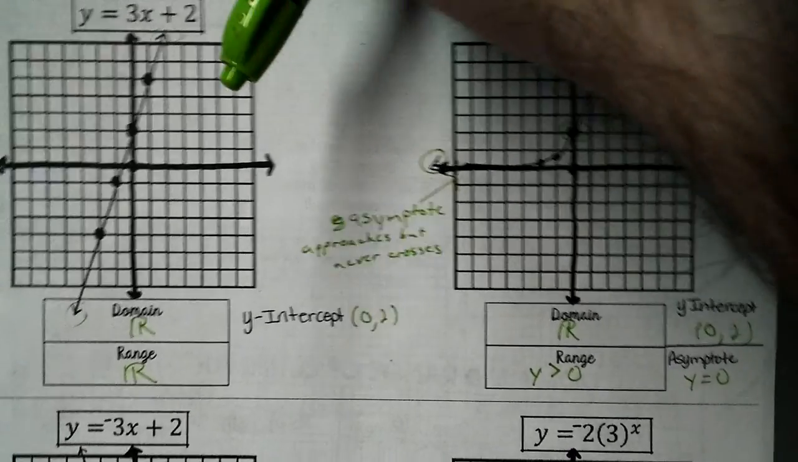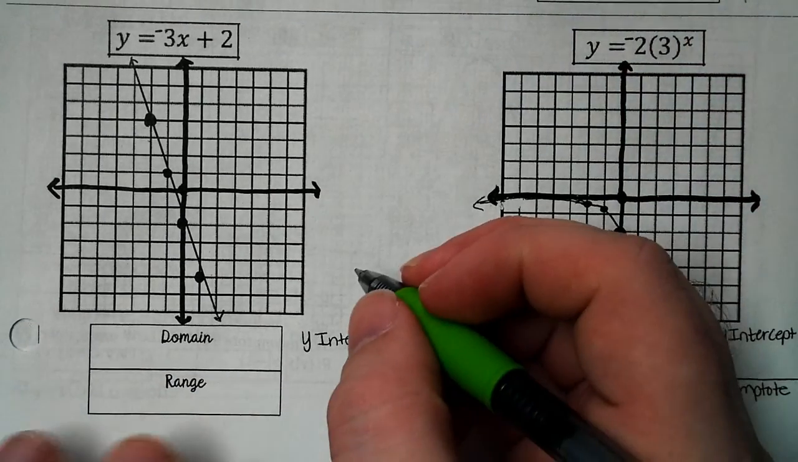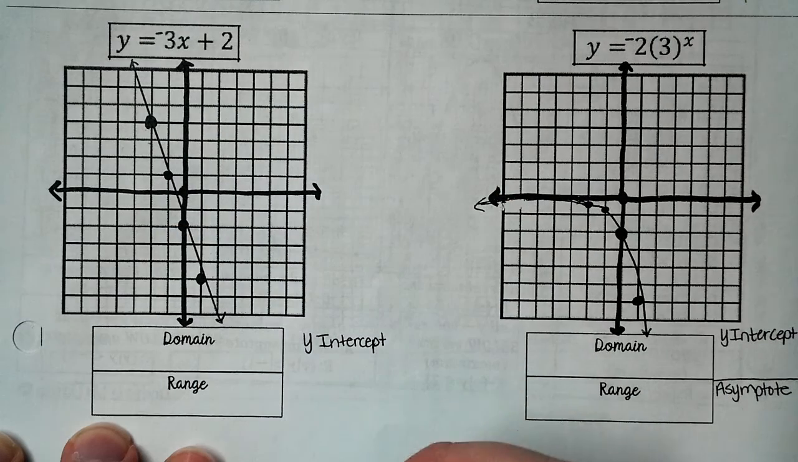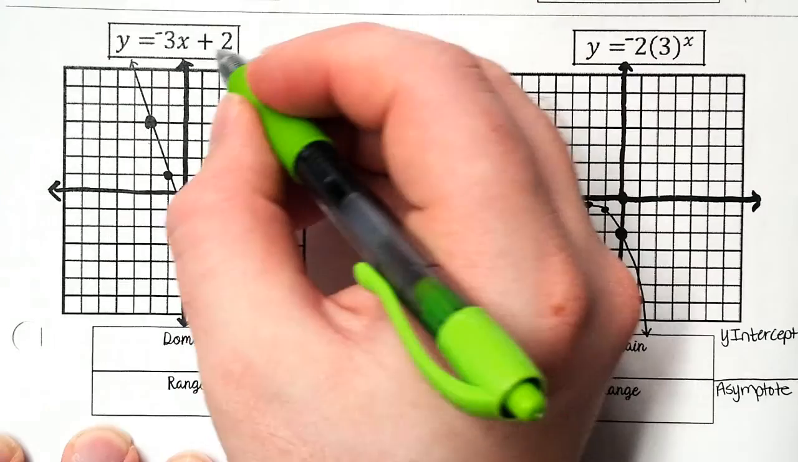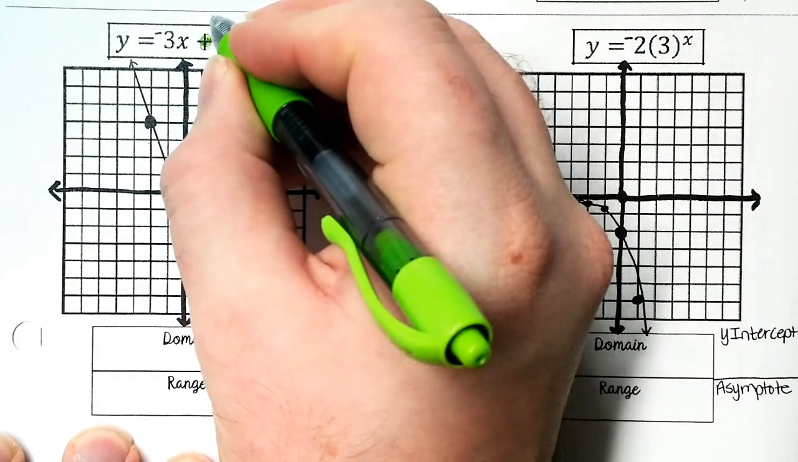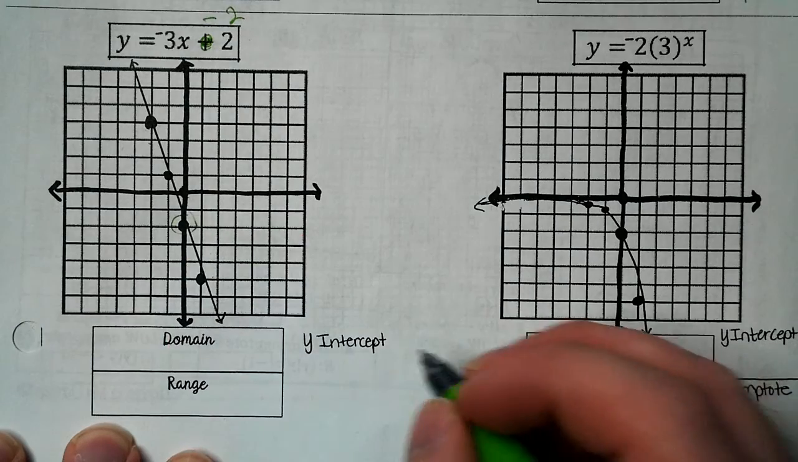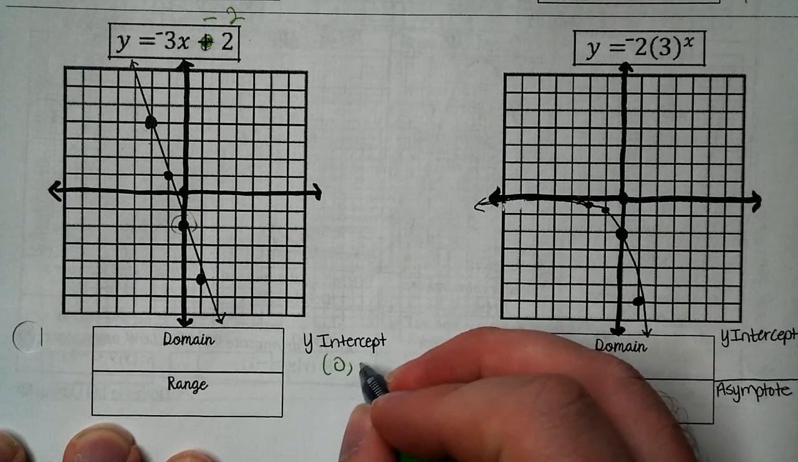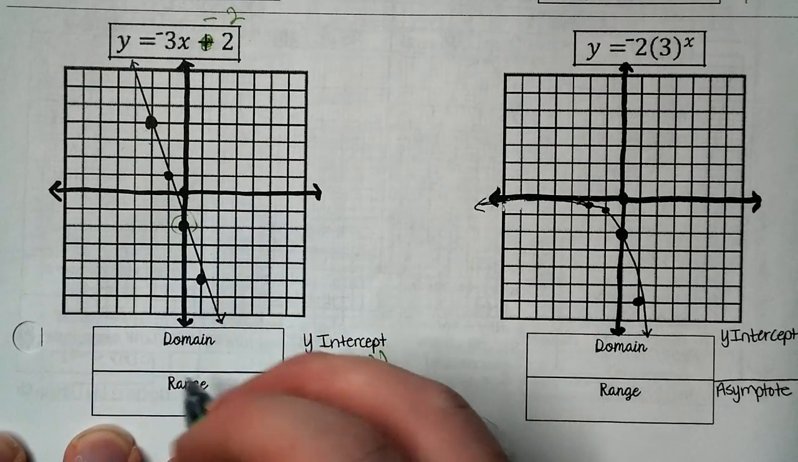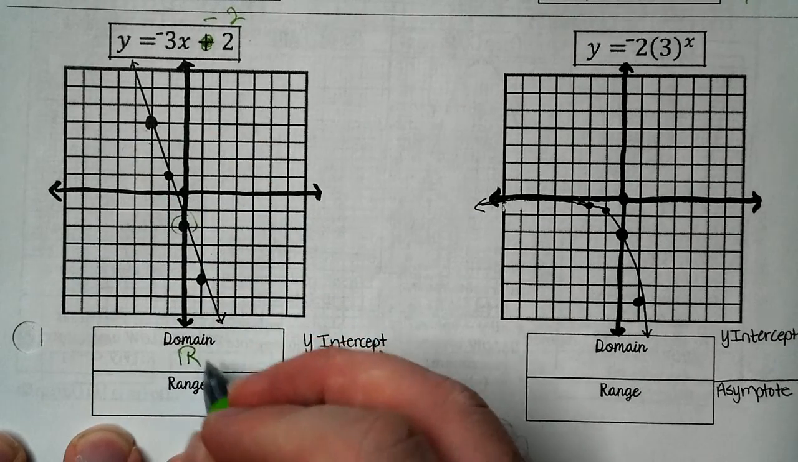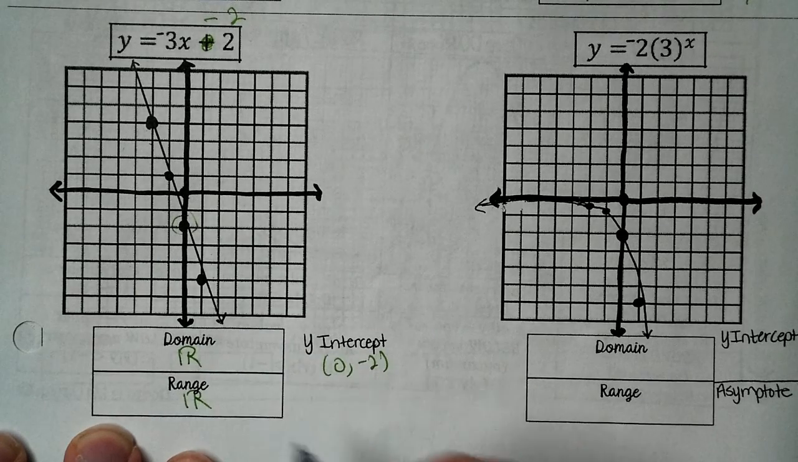Let's look at another one. Let's do the linear one first. The intercept, well, it said plus 2, but it actually should say minus 2 because it hits at negative 2. So (0, -2). And our domain goes left forever, right forever, all real numbers. It goes down forever and up forever, so that's also all real numbers.